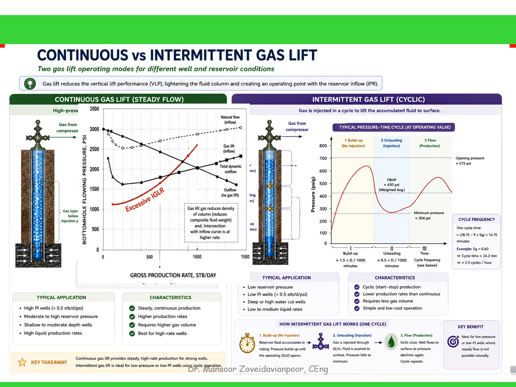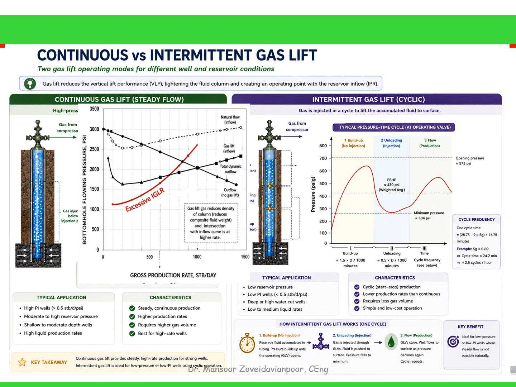In continuous gas lift, high-pressure gas is injected continuously into the tubing. The gas mixes with the produced fluids, reducing the fluid density and allowing the reservoir to deliver fluid steadily to the surface. This method works best when the well has a high productivity index, typically greater than about 0.5 stb a day psi, and still has reasonable reservoir pressure. Because the well can continuously supply fluid to the tubing, continuous gas lift can achieve relatively high and stable production rates.